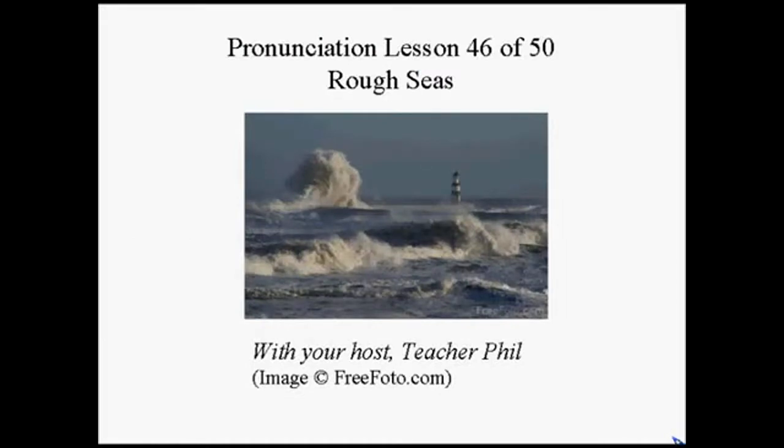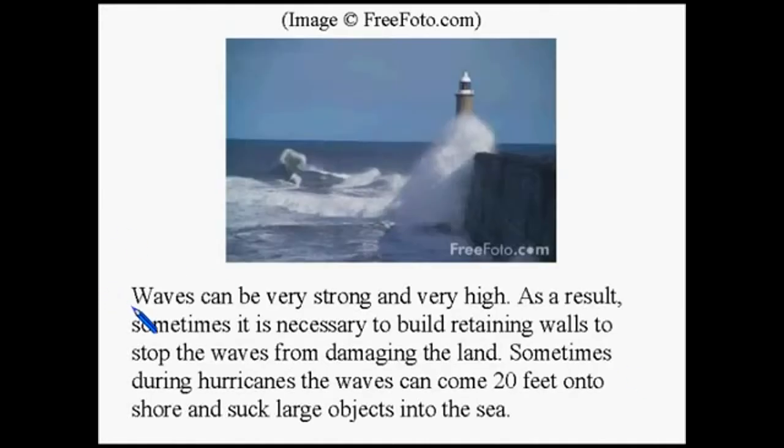Pronunciation Lesson 46 of 50. Rough seas. Waves can be very strong and very high. As a result, sometimes it is necessary to build retaining walls to stop the waves from damaging the land. Sometimes, during hurricanes, the waves can come 20 feet onto shore and suck large objects into the sea.